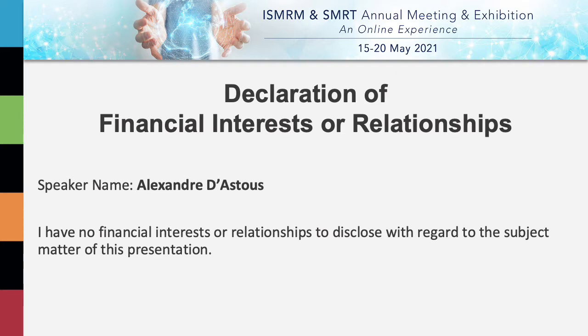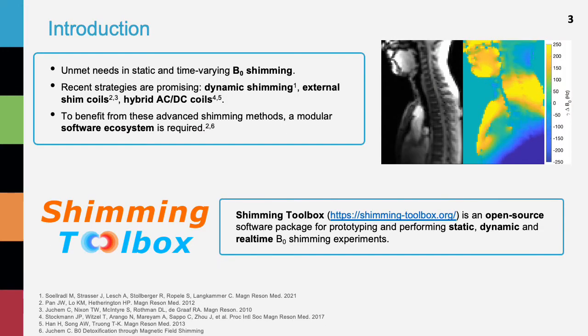As MRI static fields get increasingly stronger, reducing B0 inhomogeneities becomes more important but also challenging. When standard active shimming on commercial systems is insufficient for researchers' needs, alternative approaches such as external shim or hybrid AC/DC coils can be used. To perform advanced shimming experiments, a proper software ecosystem is required.